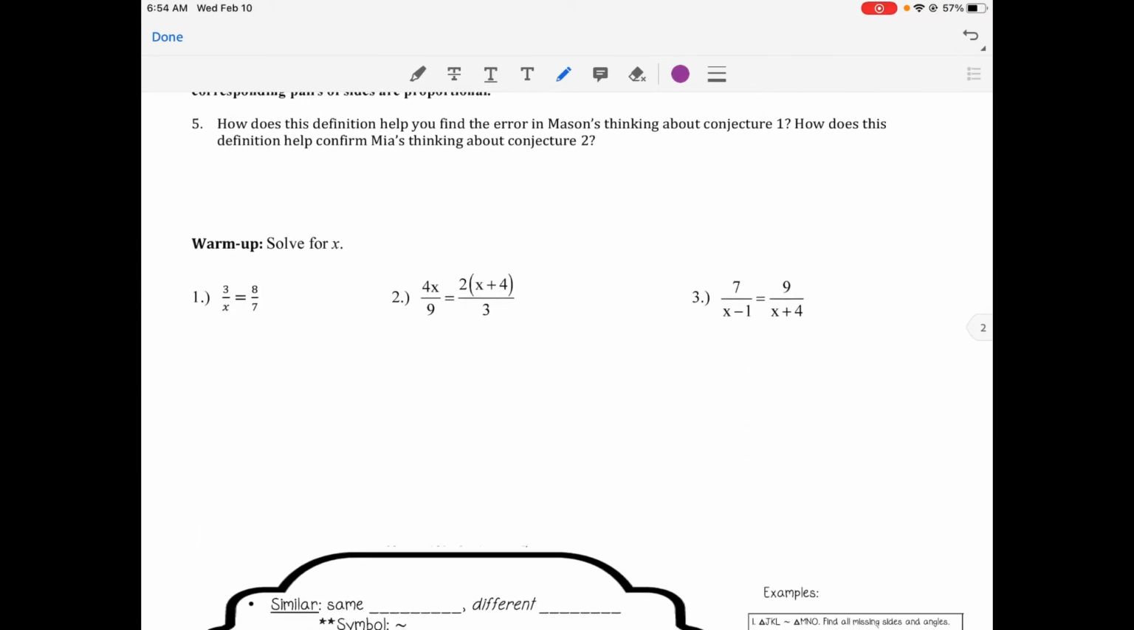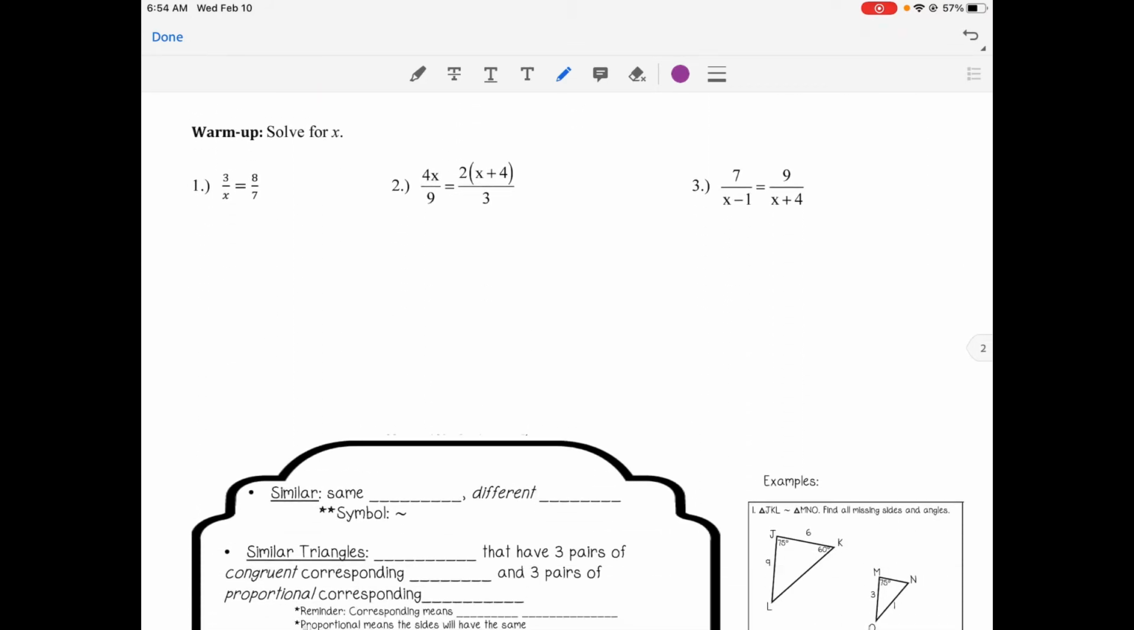Okay, so let's actually look at some of the math we're going to do today. We started today and looked at just solving some proportions. We're going to be using these a lot in the next couple weeks. The easiest way to solve a proportion is to cross multiply. So 3 times 7 is 21. 8 times x is 8x. To solve for x, we're going to divide both sides by 8. You're welcome to either leave that as a fraction, or I know a lot of you like decimals. So 21 divided by 8 is equal to 2.625.